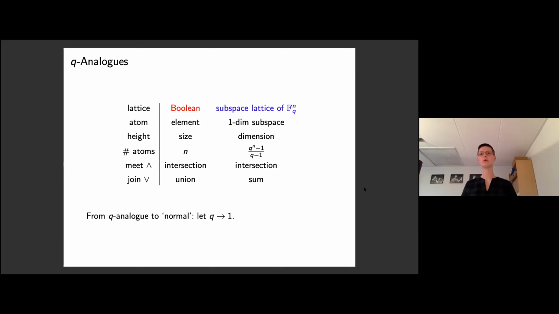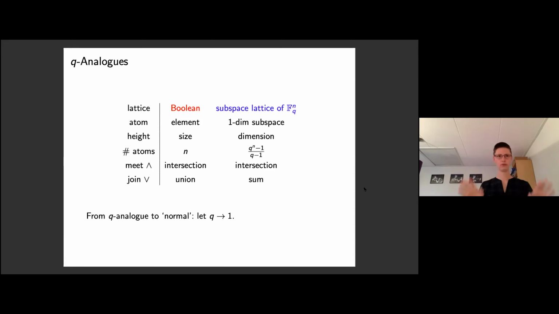So the change that we're going to make is we're not going to do things with the Boolean lattice, but we are going to do things with the subspace lattice. You can say that if we go from the q-analog to the normal case, you let q go to 1. And that's just a fancy way of saying that set theory is actually projective geometry over the field with one element.